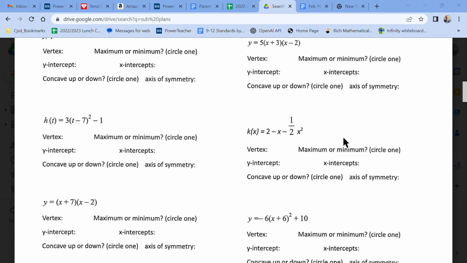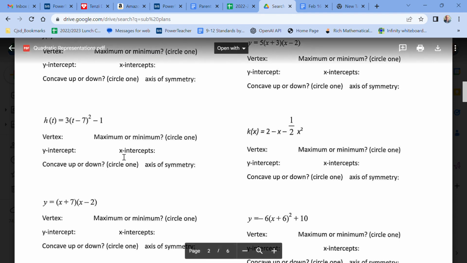And then minus 1. So I go out here and I square it and then do minus 1. So when I get this graph now, I can work on figuring out all the answers to my questions. Where is the vertex? Where's the max and the min? Where's the y-intercept? Where's the x-intercept? Is it concave up or down? What is the axis of symmetry?